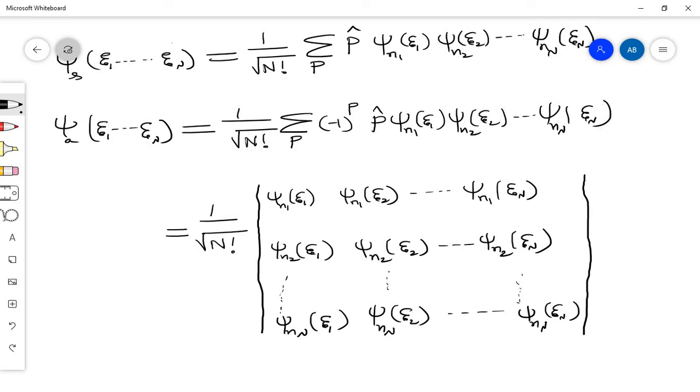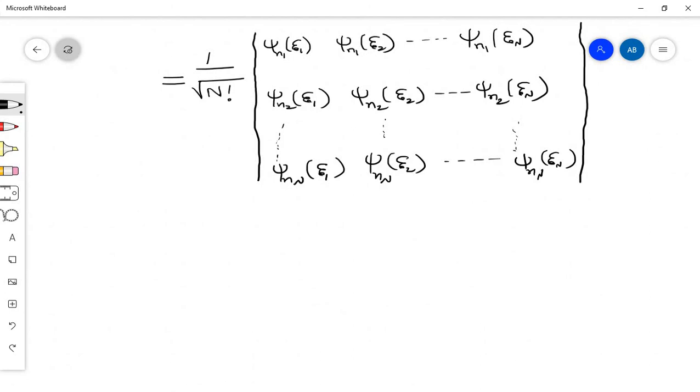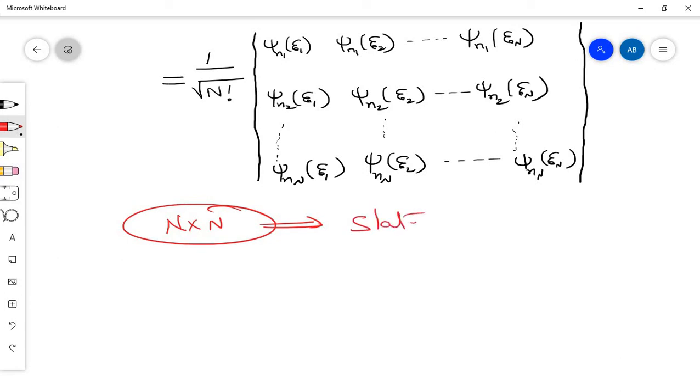This determinant is known as the Slater determinant. Obviously, it is an n by n determinant, known as Slater's determinant.